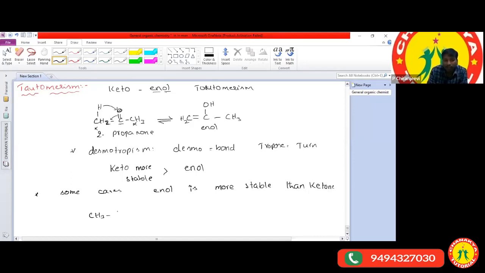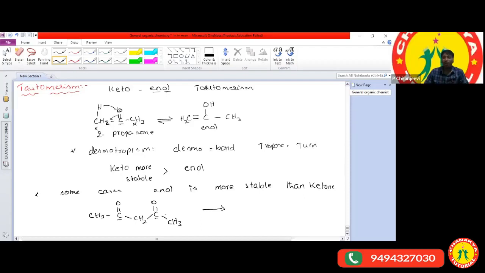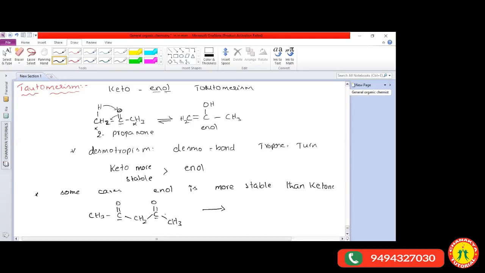CH3, C double bond O, CH2, C double bond O, CH3. Okay. Now let us see. Here, beside the ketone group, how many alpha carbon atoms are there? Total number of alpha carbon atoms present in the given molecule. 5. No. I'm asking only alpha. I'm not asking the total number of carbon atoms. I'm asking only alpha carbon atoms. 2. Two only.